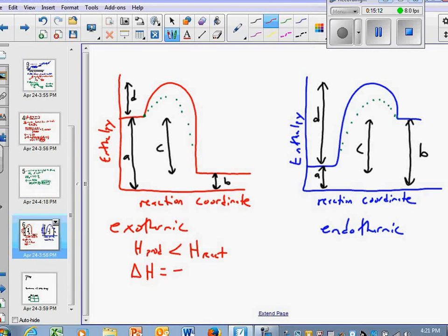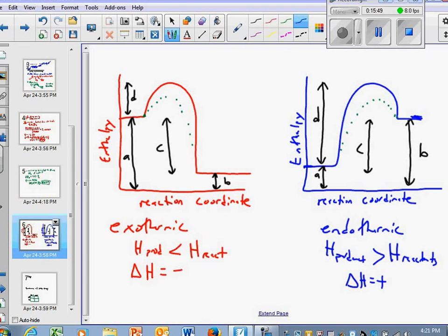Right? The other basic type of reaction is an endothermic reaction, which you recognize because the ending has more energy than the beginning. So the H of the products is greater than the heat of the reactants. And in this case, delta H is positive. So that would be how you'd recognize an exothermic reaction or an endothermic reaction.